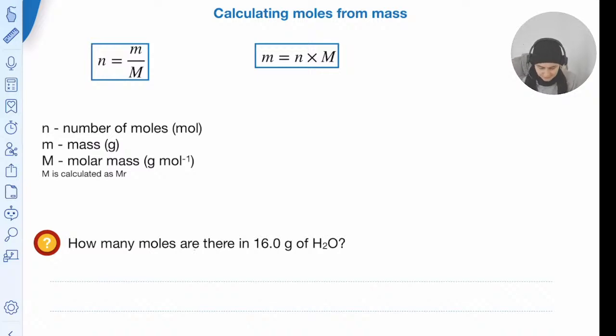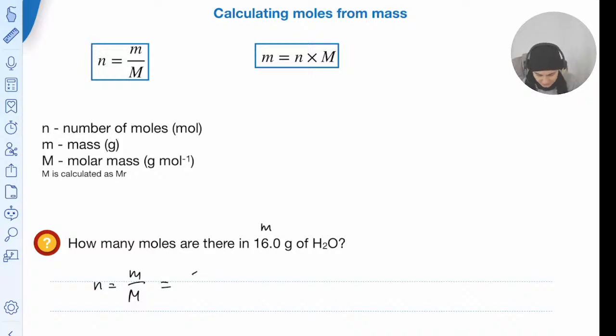So, for example, how many moles are there in 16 grams of H2O? So you have grams. Grams is always mass. So this is mass, and you need to find moles. And so you're using the first formula. So n would equal mass over M. M is the same as MR, but with the units. That's why there is no relative yet. It's gram per mole. But you calculate it in exactly the same way as we just did.